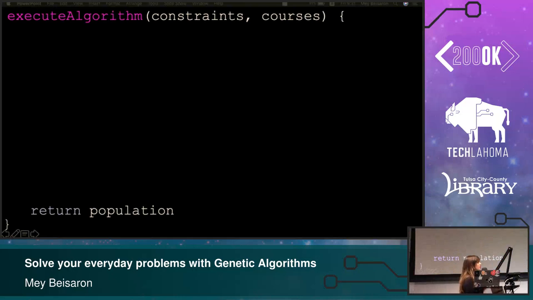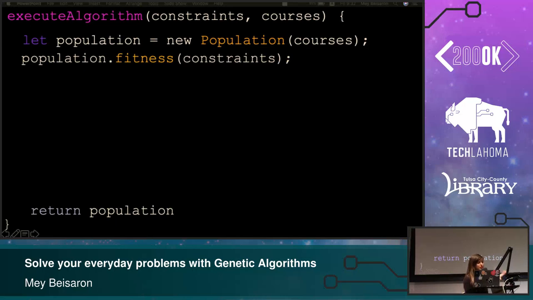I want to show you the code of the general function of this algorithm, because I think it will help you to understand the flow a little bit better. What we have is the function that gets the constraints as the input and also the list of courses. And then what we return is the last population, which is the last generation, actually. So we start, remember, with initializing the population with the list of courses. And we said that I randomized it. And then we move forward to the fitness function part. We activate the fitness function on all of the population using the list of constraints.